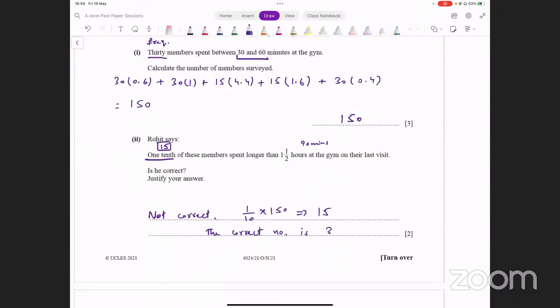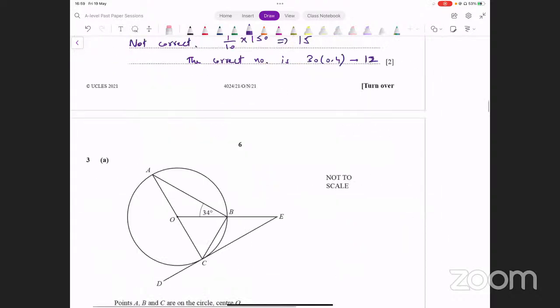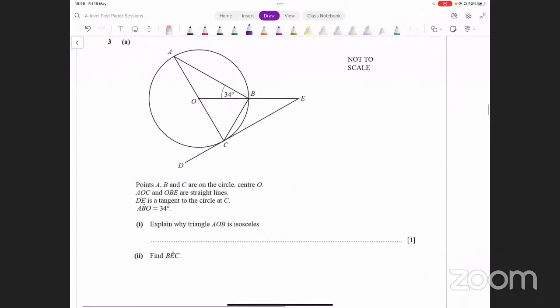It's 30 into 0.4, which is 12. So the actual number is supposed to be 12. 1.5 hours से ज़्यादा 12 लोगों ने spend किया instead of 15. Okay, so the statement is not correct. Therefore, let's move on. Question number 3.